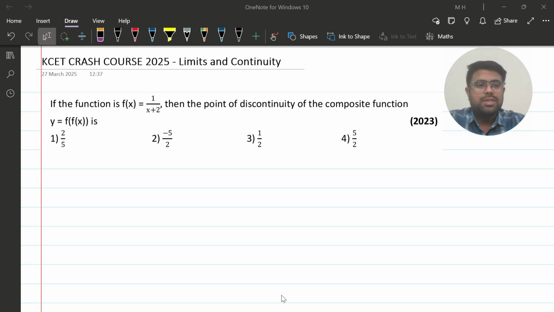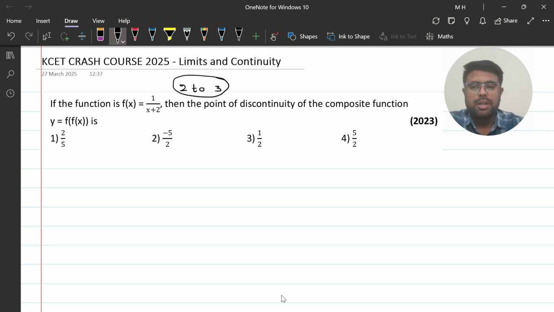In this lecture, we shall start with the next concept, that is limits and continuity. It is going to be a very important concept as far as the KCET is concerned, because you are going to get around 2 to 3 questions from this chapter alone.